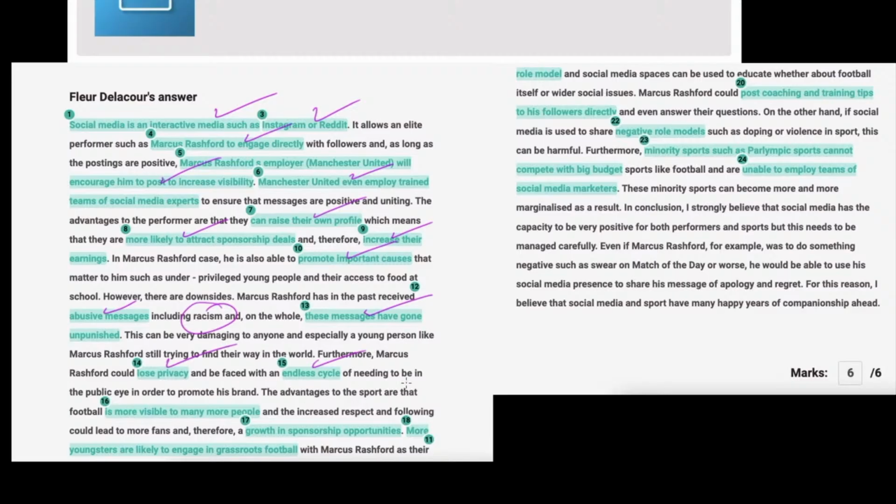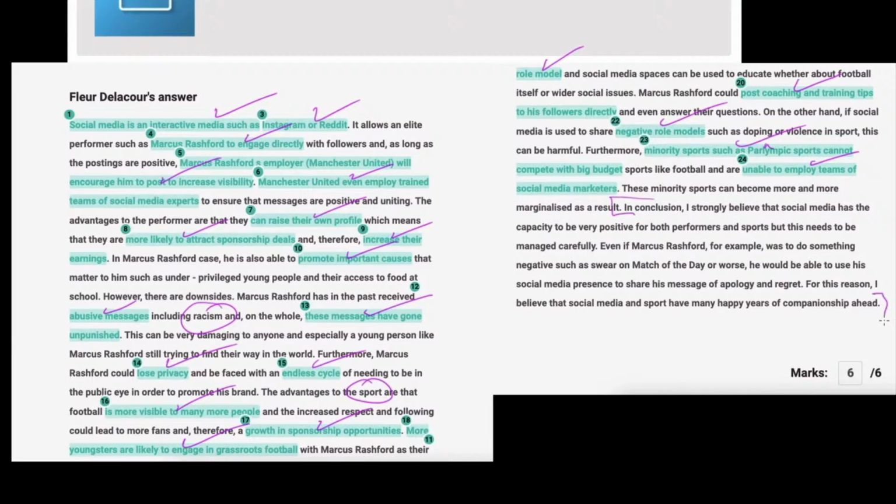The advantage to the sport, now I've obviously gone to the sport here, is it's more visible to more people, a growth in sponsorship, more youngsters take part in grassroots, more role models. We've got the idea that Marcus Rashford could go on and post coaching and training tips to his followers and even answer their questions. On the other hand, if social media is used to share negative role models, such as doping or violence, this can be harmful. Minority sports, such as Paralympic sports, cannot compete with the big budget sports like football and are unable to employ teams of social media experts. So we've got inequity here. And then these minority sports can become more and more marginalised as a result.